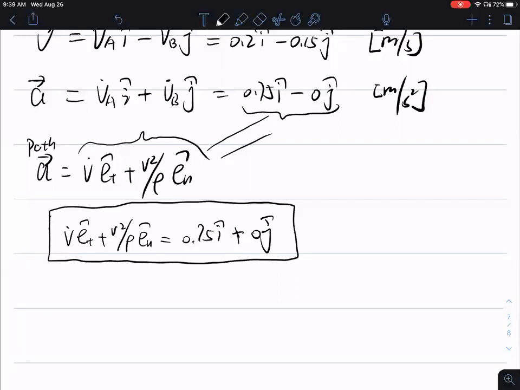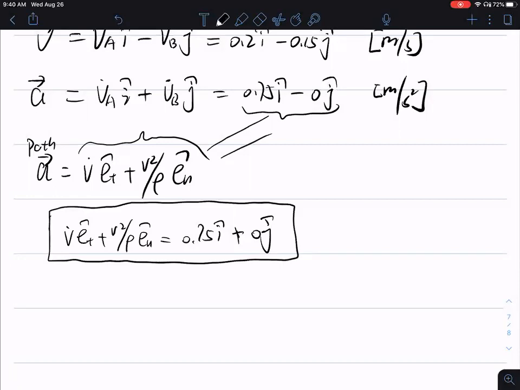But the only problem here is we have I and J on the right-hand side of the equation. We have ET and N on the left-hand side of the equation. We can't really do anything when they have different unit vectors. We can't really solve for any unknowns. We're trying to solve for V dot and rho, but we really can't do anything because they have different unit vectors.